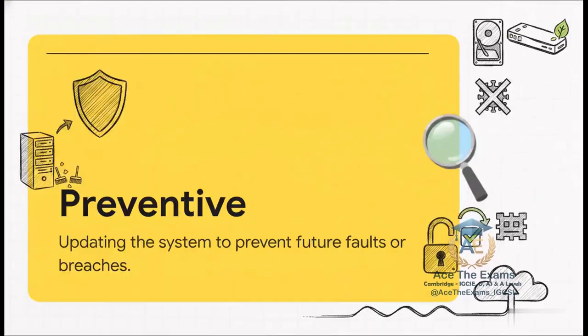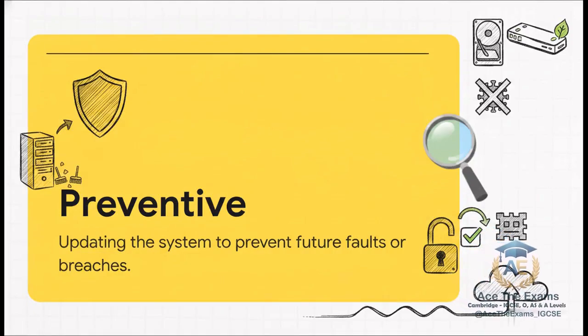Then we have preventative maintenance. This is your absolute proactive shield. It involves updating systems to intercept and stop potential future faults before they ever even happen. This is the ultimate prevention is better than cure approach in computer science.